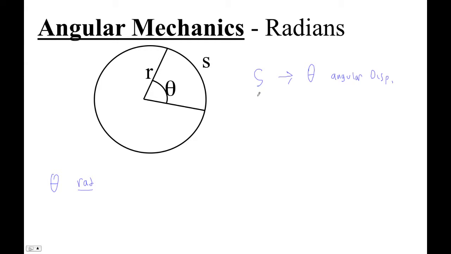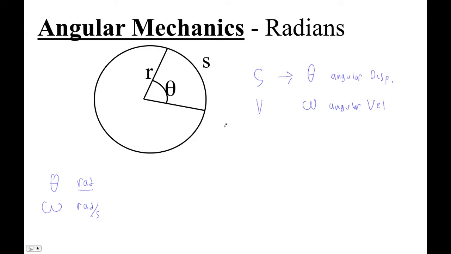Then if we divide these by t, s divided by t is velocity, and theta divided by t is omega. This is angular velocity. That's the Greek letter omega, kind of a round w like that. And that should be in radians per second. But there are other units, and that's kind of the whole point of this first section here, right?